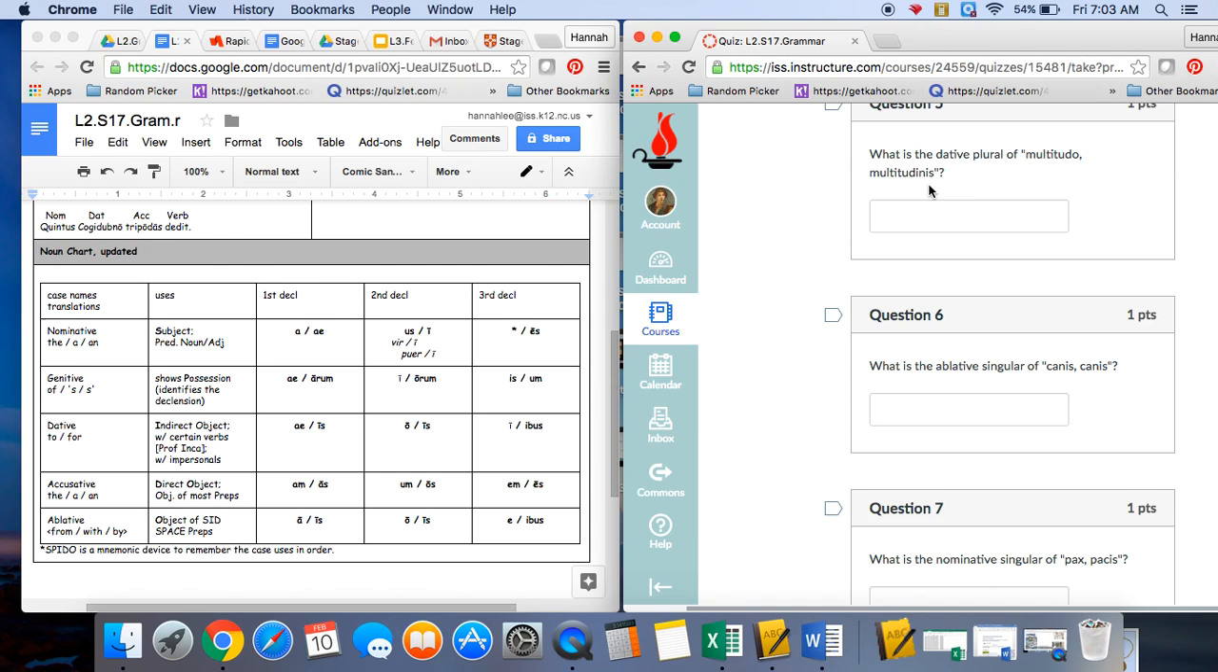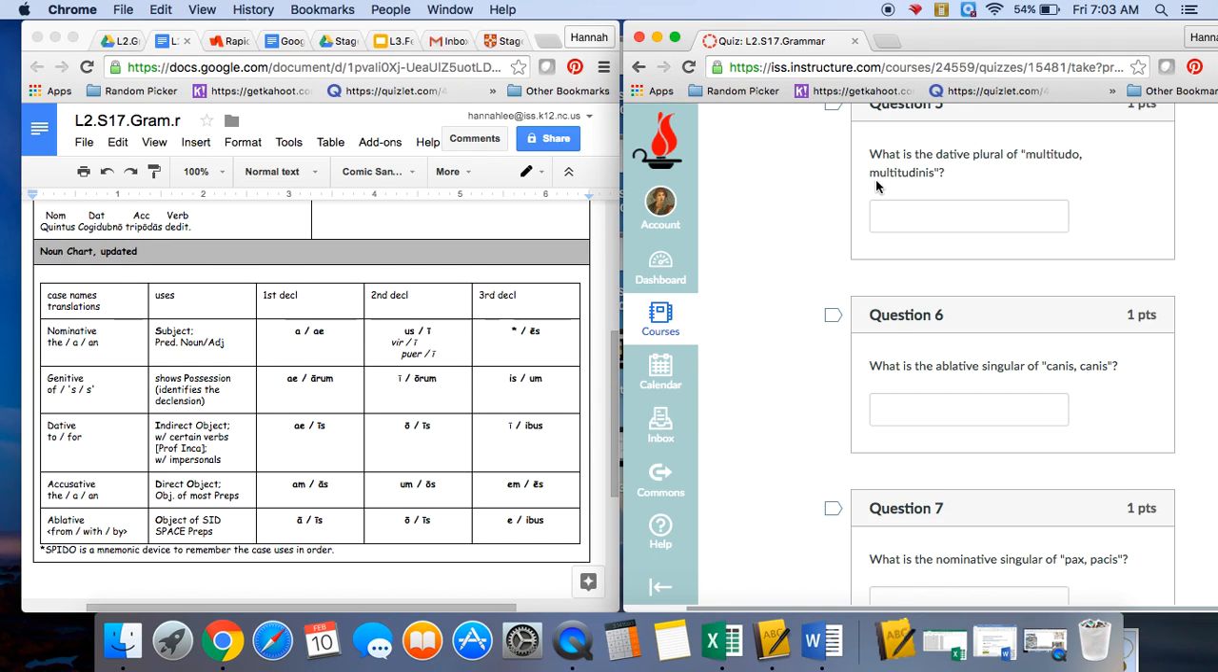Number 5, we're looking for the dative plural of multitudo, multitudinis. This is an O, IS word, so that belongs to which declension? It is third declension, good. And we're looking for the dative plural, so here's third declension nominative, genitive, dative, plural. So we're looking for I-B-U-S. The root word is a bit of a pain on this word.